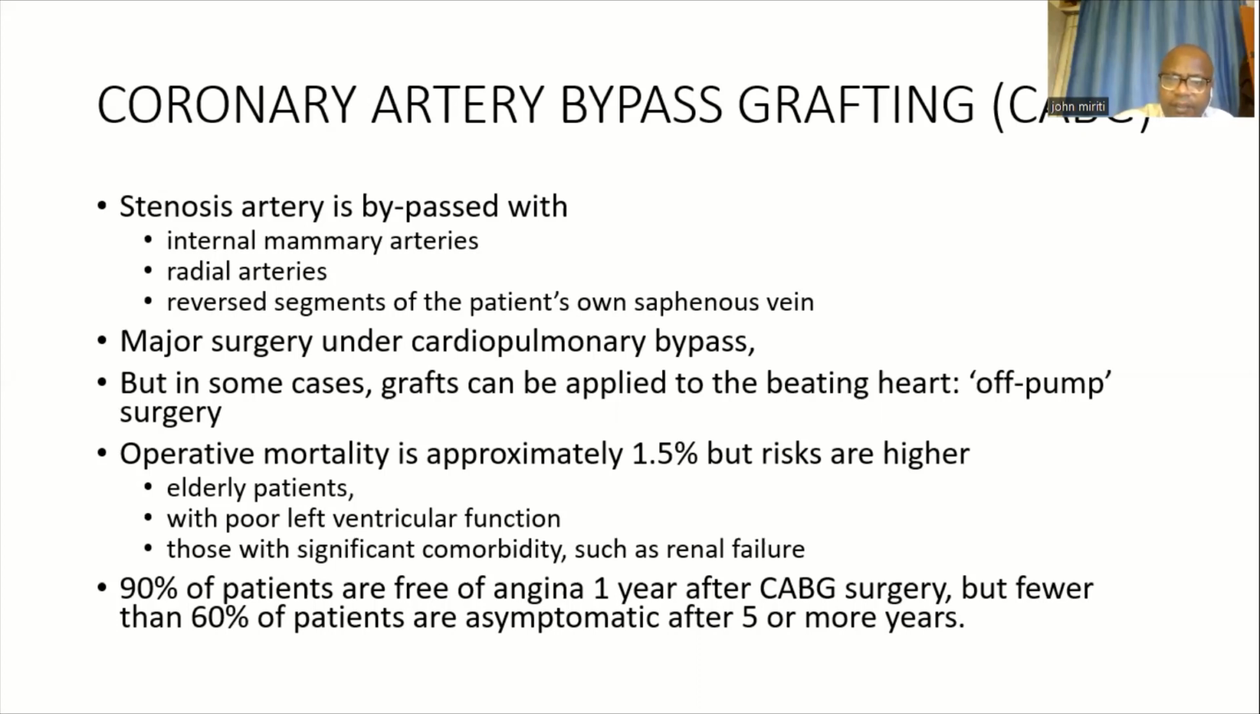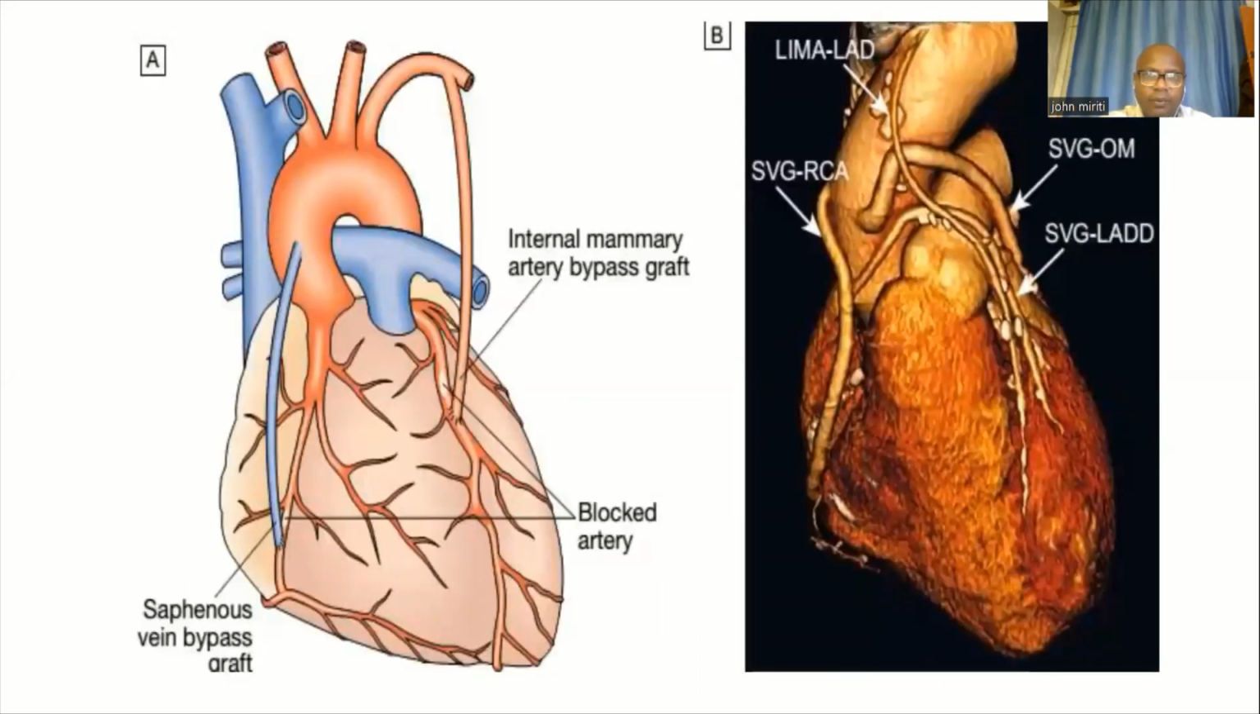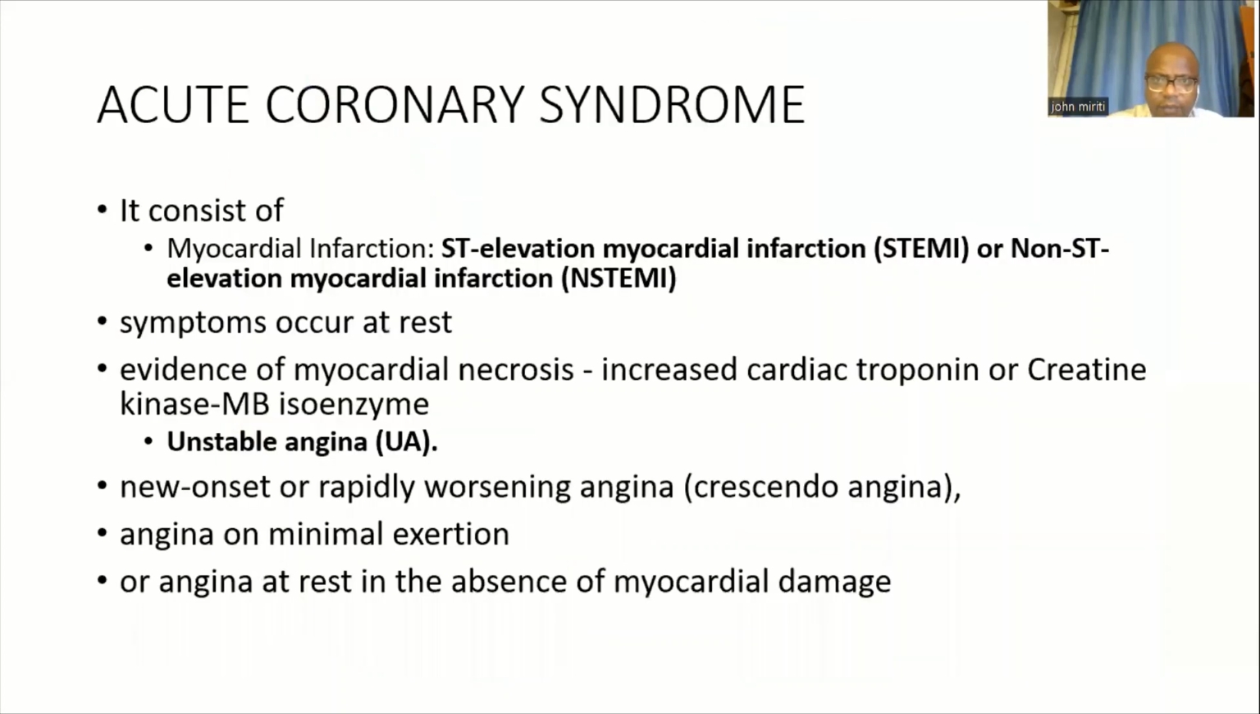But here, 60% of patients are asymptomatic after 5 years or more. So that is an example of coronary artery bypass. You can see the bypass being done. You can see the internal mammary artery bypass done. After that, a blood vessel was harvested there to bypass the blocked artery. You can see the saphenous vein bypass done on this patient.